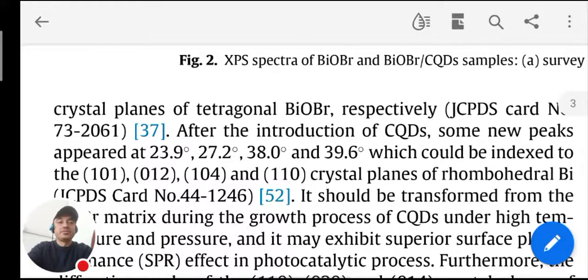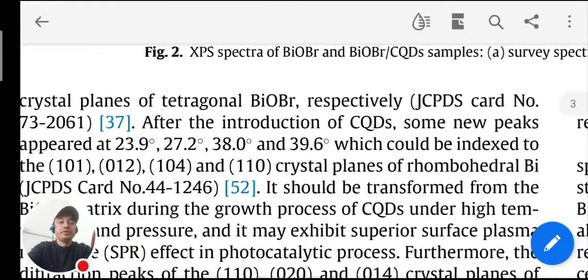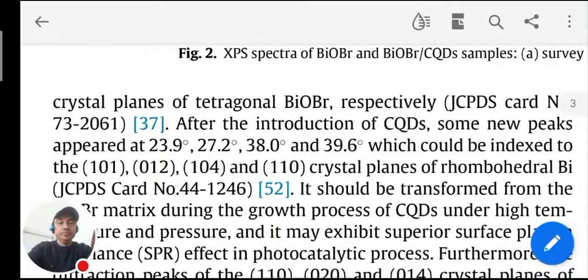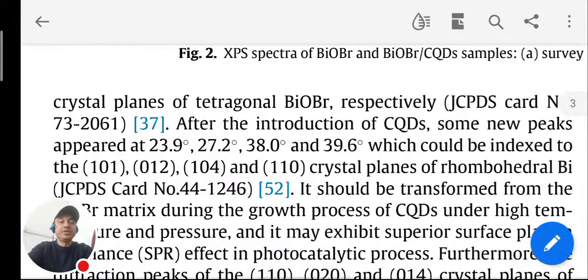The crystal planes of tetragonal BiOBr respectively, and its JCPDS. Actually, this is the international database for XRD patterns of salts and crystals. So we must take a reference from this data, and we have to put our data and compare according to this data. After introduction of carbon quantum dots, some new peaks appear.